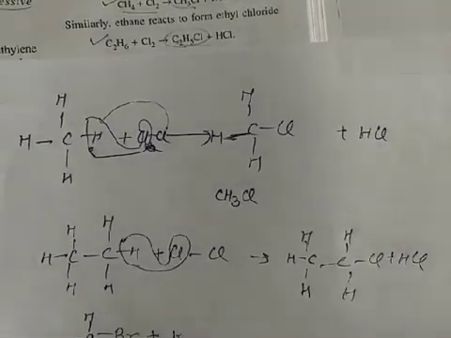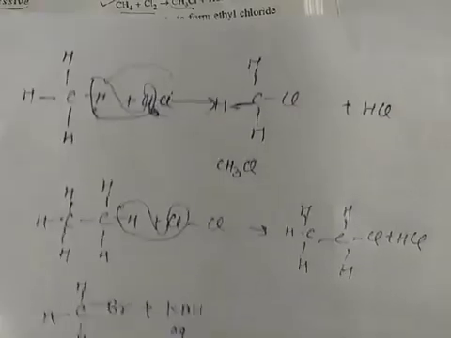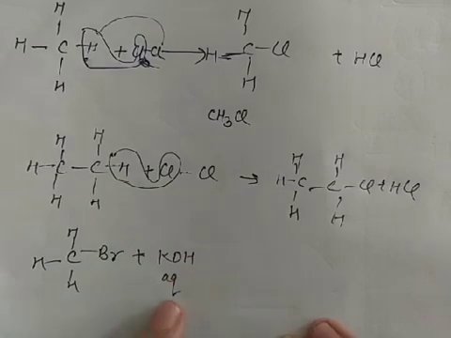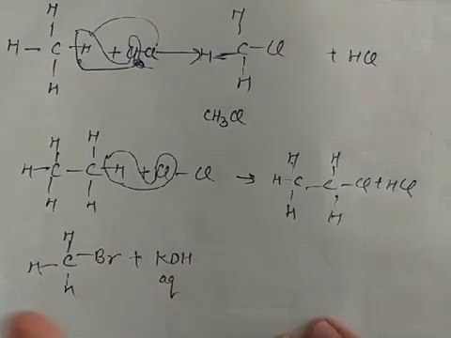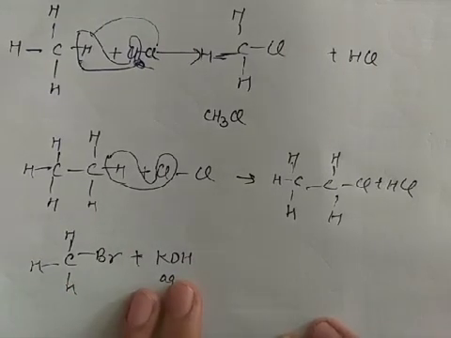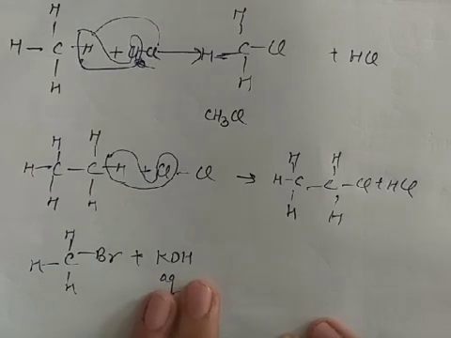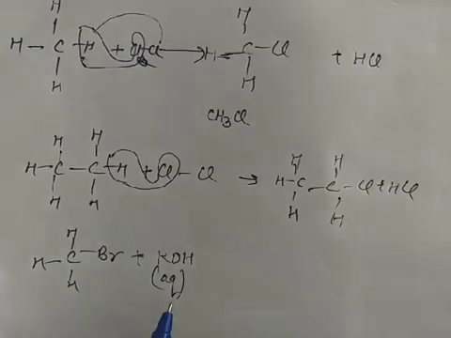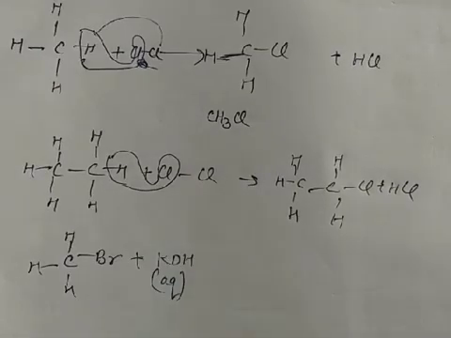CH3Br plus KOH, aqueous KOH. You need to learn this aqueous, because if I use alcoholic KOH, then the reaction will be totally different. Aqueous KOH is different. Alcoholic KOH is different. So you have to write it as aqueous KOH only. Aqueous KOH has different properties. Alcoholic KOH has different properties.